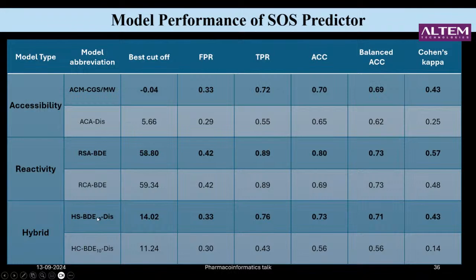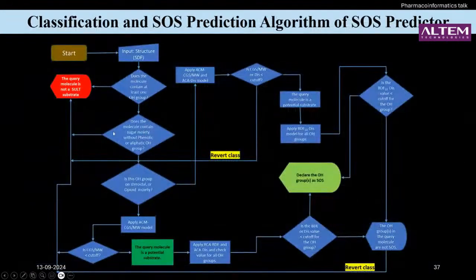So these 3 or 4 models were handpicked after thorough analysis, and we developed an algorithm through which you need to just put your molecule in as an SDF file. It will first check whether it contains a hydroxyl group. If there is no hydroxyl group, the molecule is rejected. It cannot be sulfonated. If it contains hydroxyl groups, then we apply some rules on whether the molecule is a steroid or opioid. Then we do semi-empirical calculation, docking calculations, and then we pass it through this algorithm.